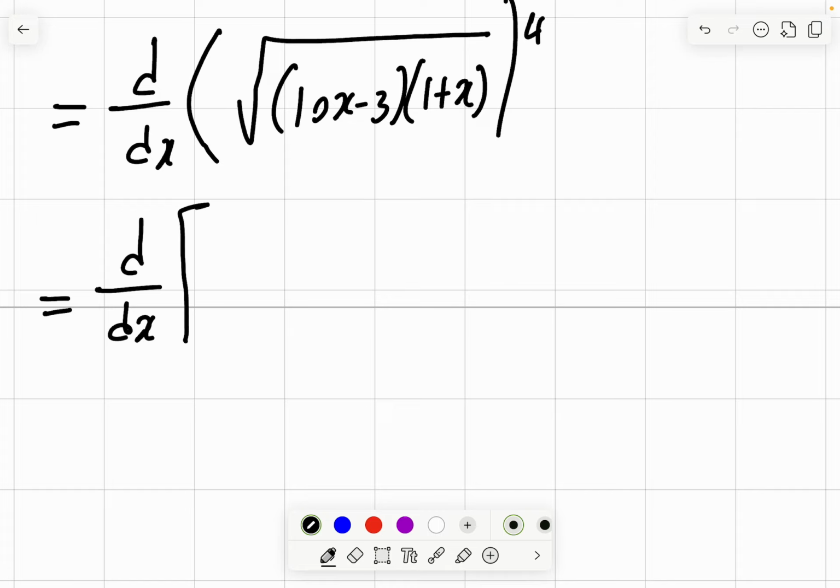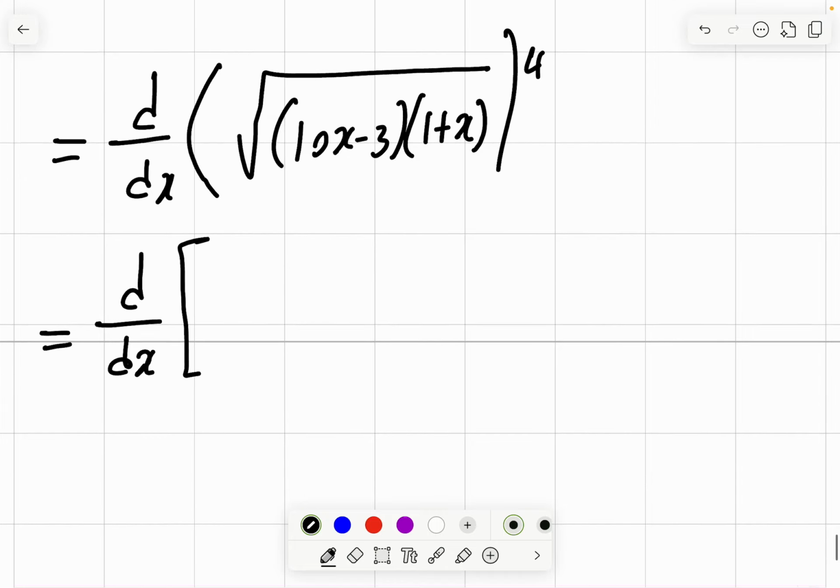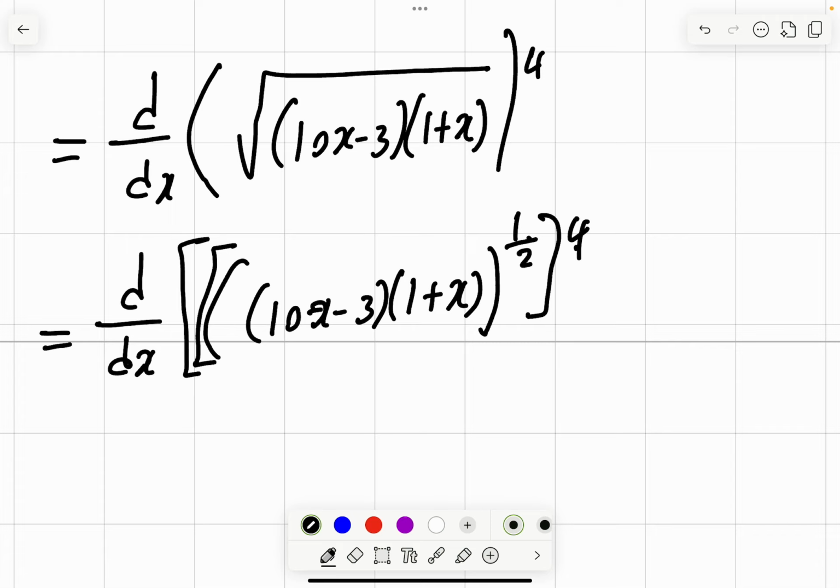I don't remove that thing. So when I simplify, this thing is the same as 10x minus 3, 1 plus x, and then I have 1 over 2 all raised to the 1, all raised to 4. That 4 will multiply here, and when I multiply that 4 there, I'm going to have 4 over 2. 4 over 2 is the same as 2.